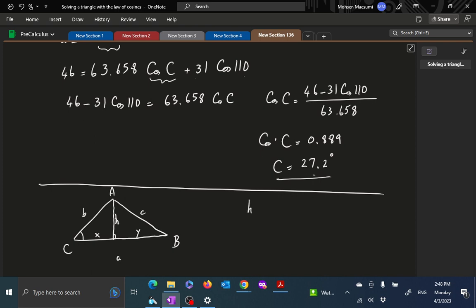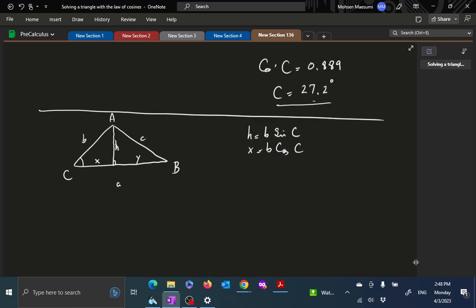So by now we are familiar that H divided by B is going to be sine of C, so H is B sine of C, and X similarly is B times cosine of C. So we remember that from solving right triangles. Y, of course, is going to be A minus X.